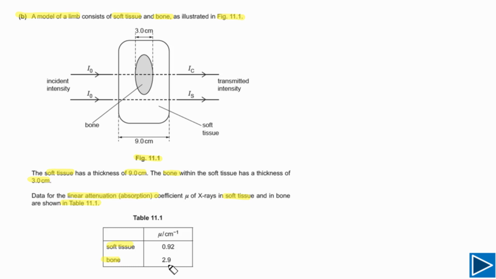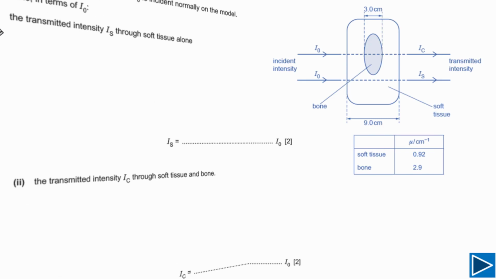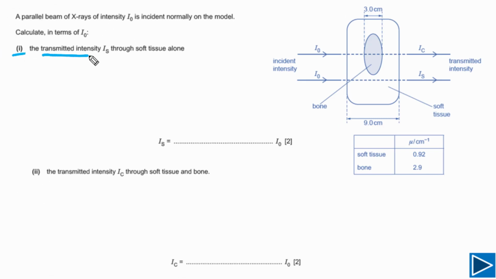As you can see here, the value of mu is greater for bone. It means that bones are very good at absorbing X-rays. So that is also a very important point you need to understand. For part B1, we need to calculate intensity IS through soft tissue only, but it has to be in terms of I naught. This is a very straightforward question.